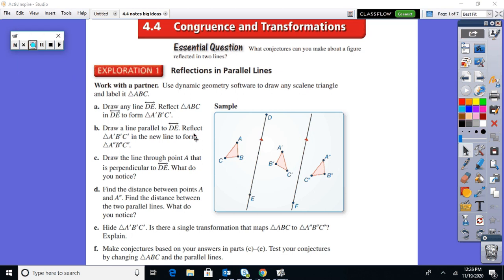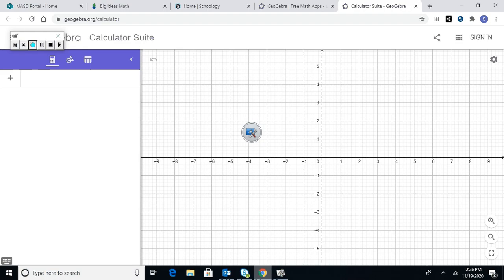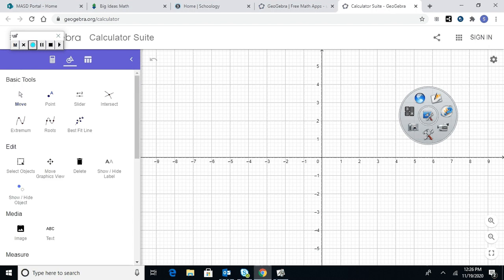Congruence and transformation. So this section doesn't give us anything new in the form of the type of transformation, but it shows us what happens when we combine some things. So to illustrate these explorations, I'm going to go to our trusty friendly neighborhood GeoGebra page and go through a couple of these items with you to help you better understand what's happening.